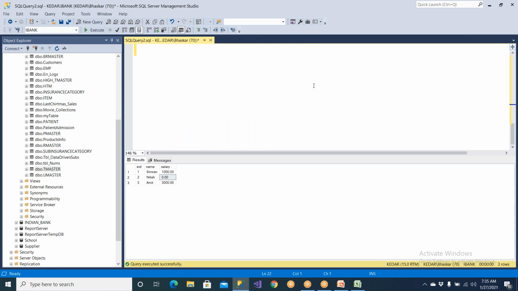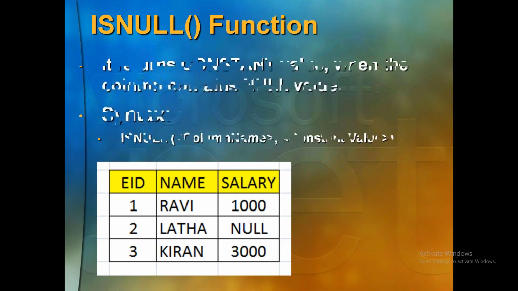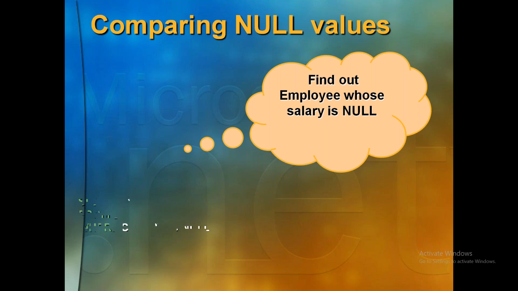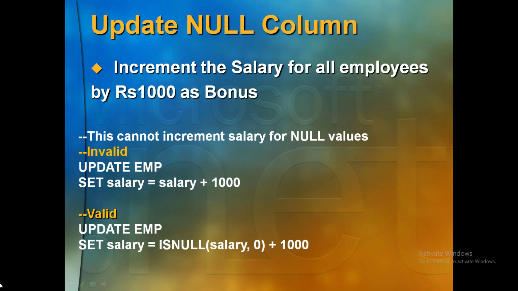Clear? And one more thing I wanted to maintain. So this is my data. Now there is a requirement here. This is the column constant value. This we have written. Comparing null values, you need to use the is operator. Next thing is that increment the salary for all employees by 1000 as bonus. So whatever be the salary that you have, I need to add 1000 to that. So salary plus 1000 is to be added to the salary.